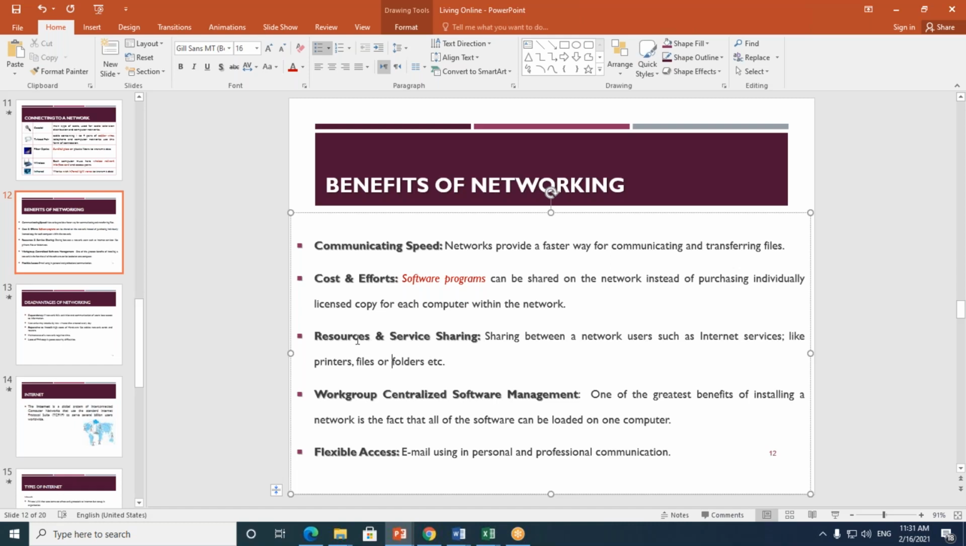Services in the same way. Resources and services, which we may also have, such as file sharing between network users, such as internet services, email and its attachments, printers, files, folders, whatever. So printers are resources, while files as well. Resources: printers and files, folders.